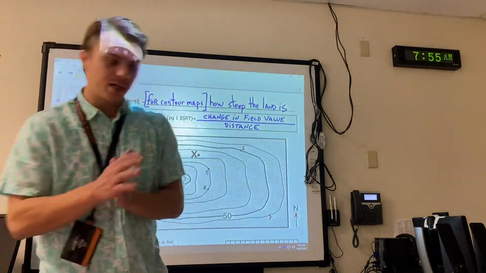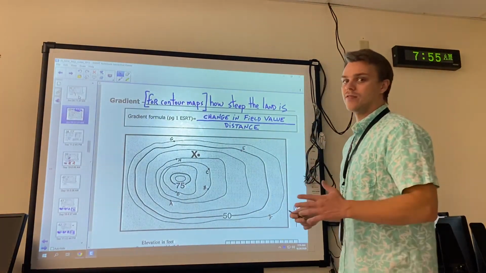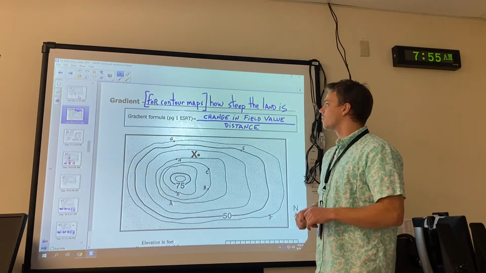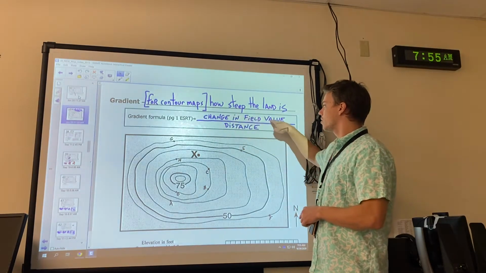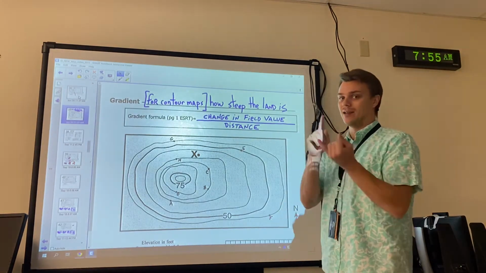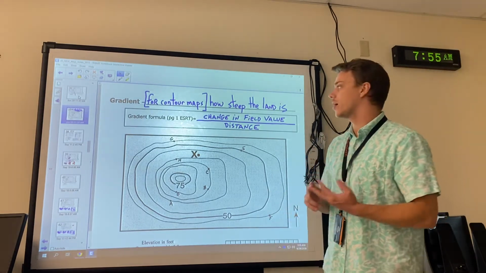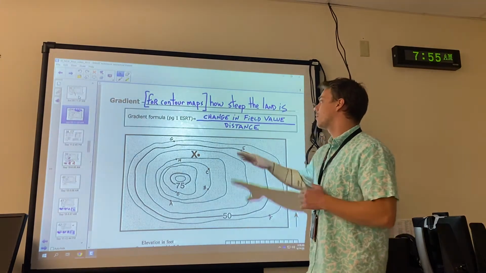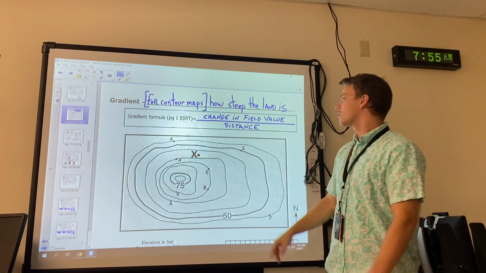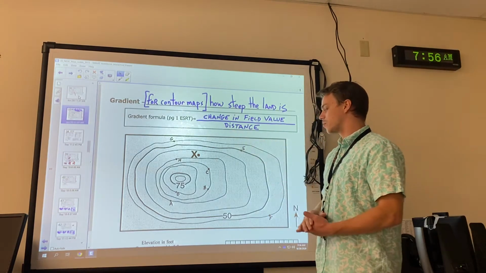So again, gradient, or just math generally in this class, is going to be either some type of subtraction with division or some type of division. In this case, it is going to be subtraction and then division. All right, so the gradient formula is the change in field value. All field value is referring to is the change in elevation, in this case for our class. But it could also be air pressure, it could be a change in temperature. So gradient is not just an elevation thing, which is why we have field value and not change in elevation. But in this case, yes, we're talking about elevation. And that's going to be divided by the distance between the two objects.